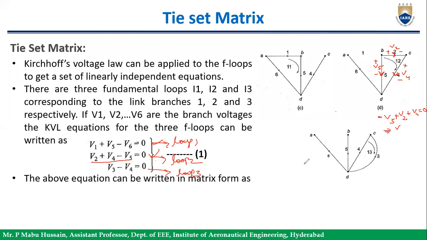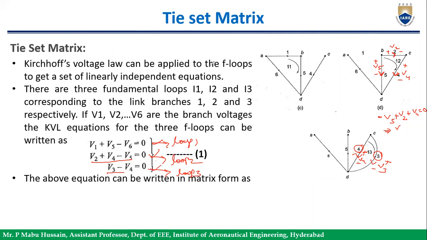loop 3. Right, in loop 3 we have only 2 elements, 3 and 4. So the direction will be in this direction, this is also in this direction. So V3 here and V4 here will be there. So it is plus minus, and here plus minus. If you take here, plus to minus, this time minus to plus. So V3 minus V4 you will get.